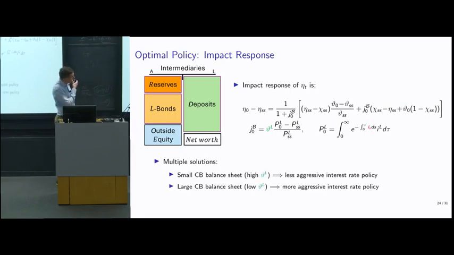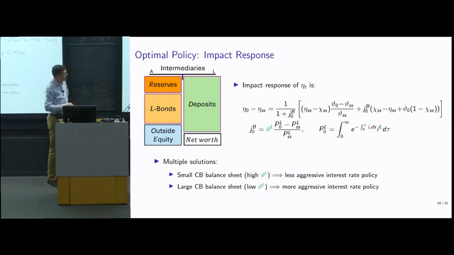Now, what this means is that you're trying to match this one thing. You're trying to get this J not B right, and that's just one number that you're trying to get right. But here you have two instruments. You have the balance sheet policy, this var theta L. You control it by expanding or shrinking your central bank balance sheet. And you have another policy, which is just setting the path of the interest rate going forward once the shock has already arrived. And there are multiple solutions.